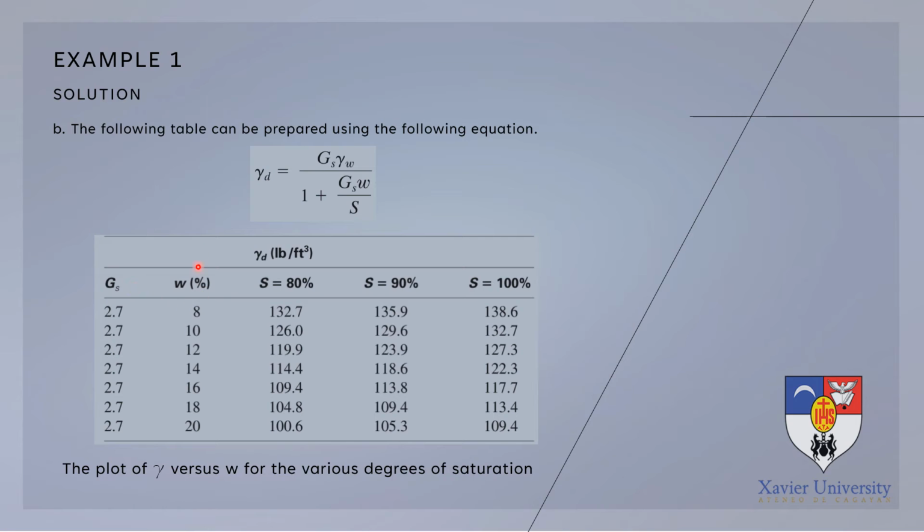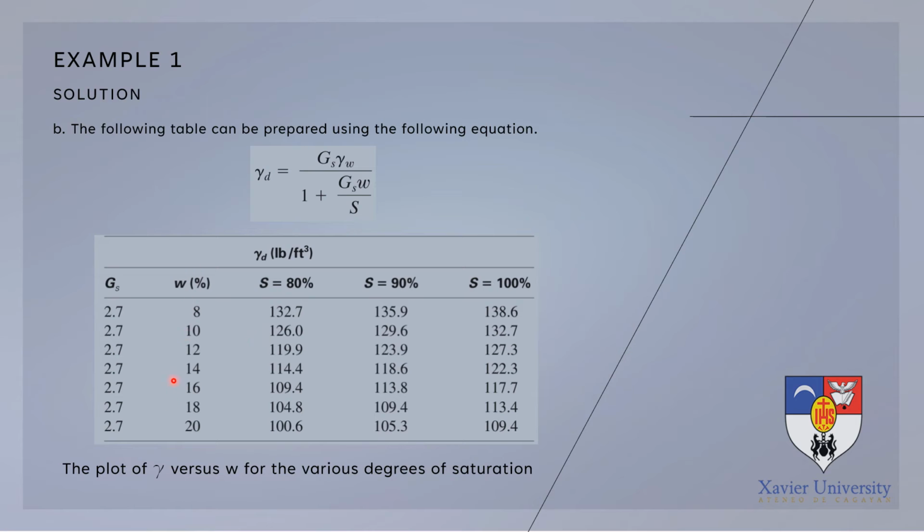For each moisture content, there is a corresponding value for its dry unit weight. For example, we have 132.7 pounds per cubic foot dry density if our saturation is equal to 80% and our moisture content is equal to 8. You plot these values here as well.